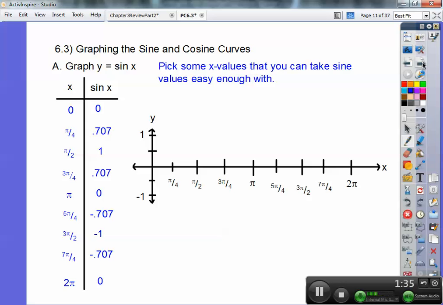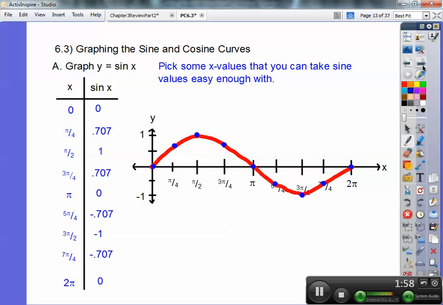Okay, and then when I graph those, you guys, here's 0, 0. Here's pi over 4, 0.707 about. Here's pi over 2, 1. Here's 3 pi over 4, which is 0.707. It's all these that I got down over here. Okay, they're all those right there. And so that's a sine wave. And when you connect all of those, you guys, there's a typical sine wave.